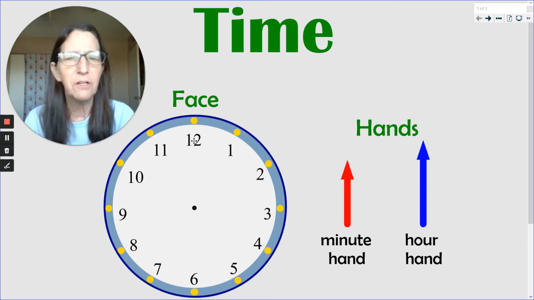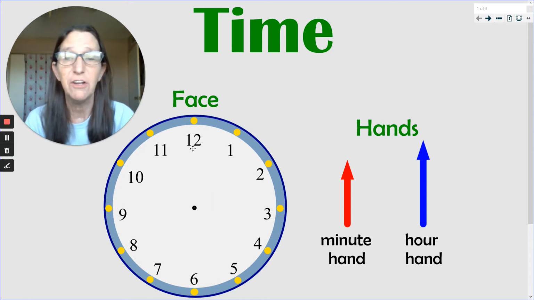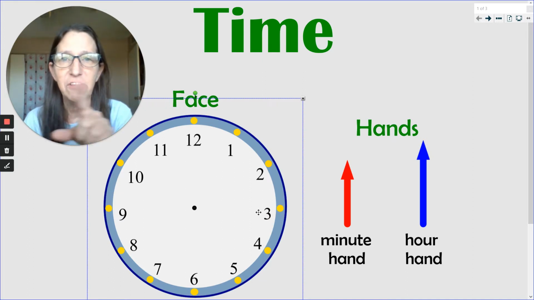Now you notice on a clock, every one of them will be the same. At the very top of the clock, you're going to see the number 12. That's always going to be at the top. And down at the bottom, you're always going to see the number 6. On the left side over here, you're going to see the number 9. And on this side over here, you'll always see the number 3. Every clock will have these numbers in the exact same spot.